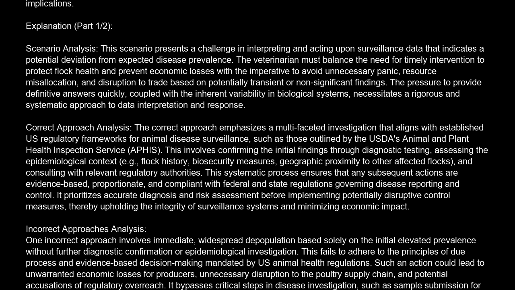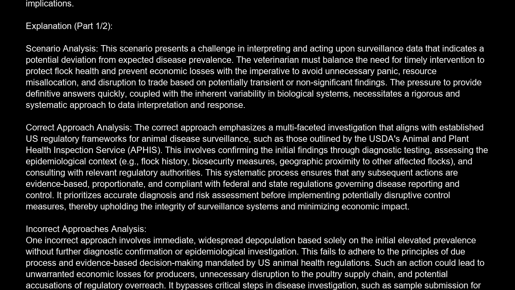findings. The pressure to provide definitive answers quickly, coupled with the inherent variability in biological systems, necessitates a rigorous and systematic approach to data interpretation and response. Correct approach analysis. The correct approach emphasizes a multifaceted investigation that aligns with established U.S. regulatory frameworks for animal disease surveillance, such as those outlined by the USDA's Animal and Plant Health Inspection Service, APHIS. This involves confirming the initial findings through diagnostic testing, assessing the epidemiological context, e.g., flock history, biosecurity measures, geographic proximity to other affected flocks, and consulting with relevant regulatory authorities.